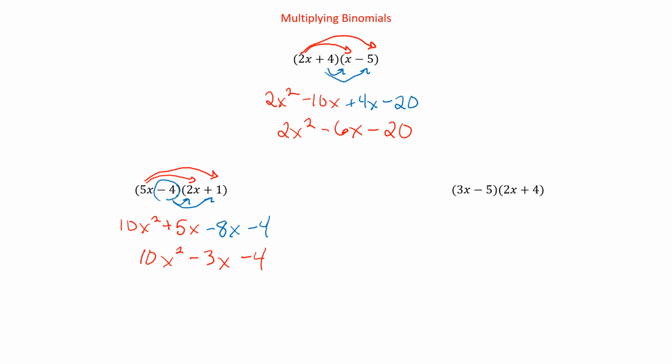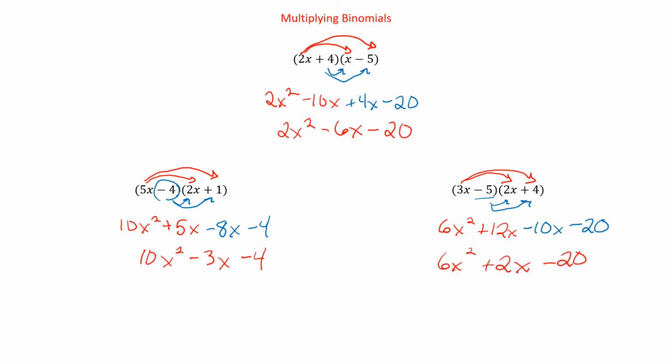Taking a look at this one, we have the 3x will get multiplied. So 3x times 2x is 6x squared. 3x times 4 is plus 12x. And then the negative 5 gets multiplied. Negative 5 times 2x is minus 10x. Negative 5 times 4 is minus 20. And so we end up with 6x squared, 12x minus 10x is plus 2x minus 20. So multiplying binomials, we can just distribute.